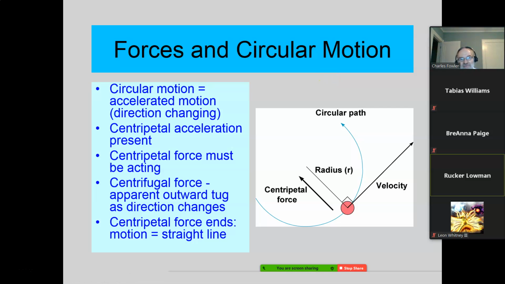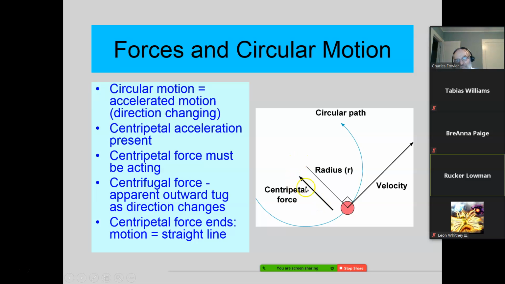Okay, so this is what it's talking about. If you're moving in a circular path here, your velocity is always changing. Here your velocity is tangent, here it's tangent, there it's tangent. Always changing the direction of your velocity. That's acceleration. The acceleration is always toward the center of that curve. Okay? And that's your centripetal acceleration.